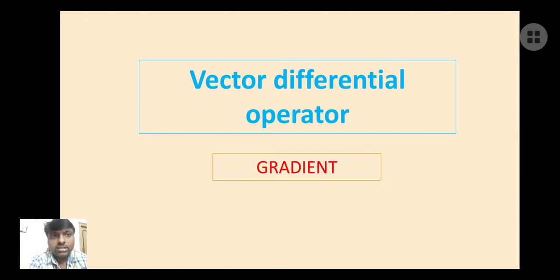Today we discuss vector differentiation. In vector differentiation, first I define the vector differential operator. After that I define three terms. One is gradient, the second one is divergence, and the third one is curl. So today I completely discuss gradient.